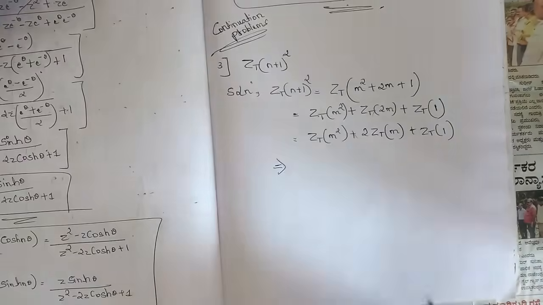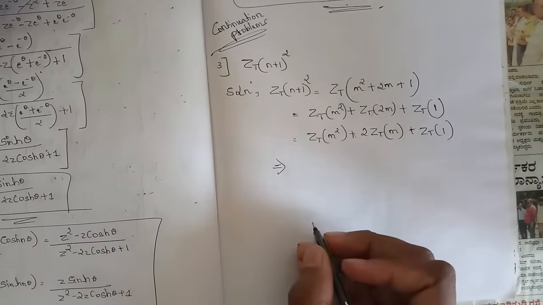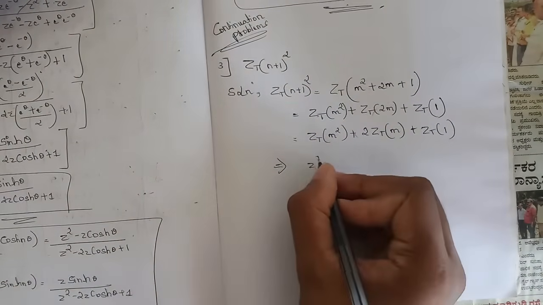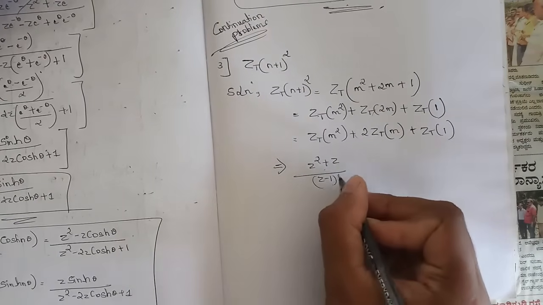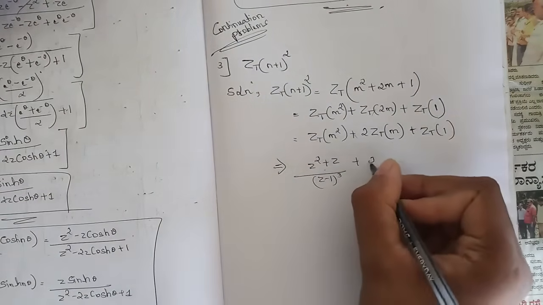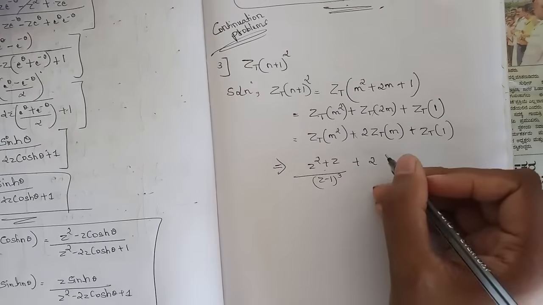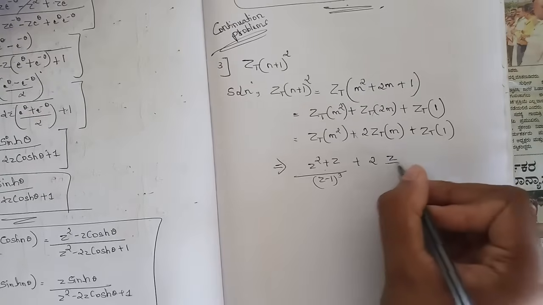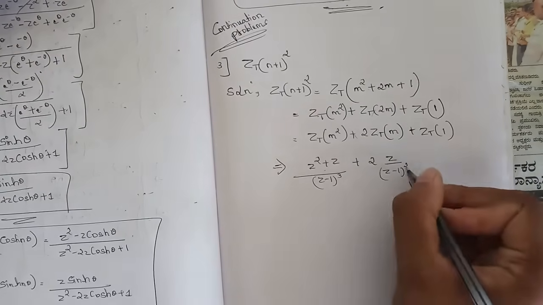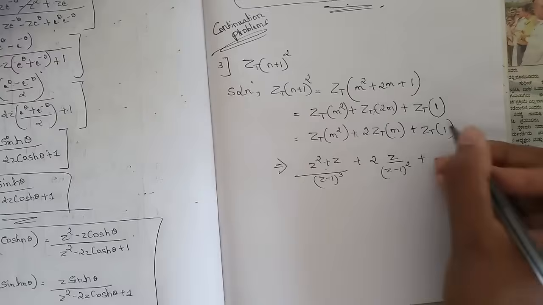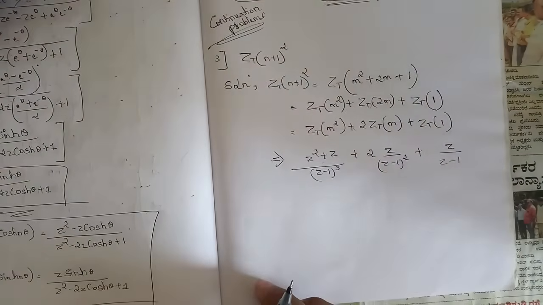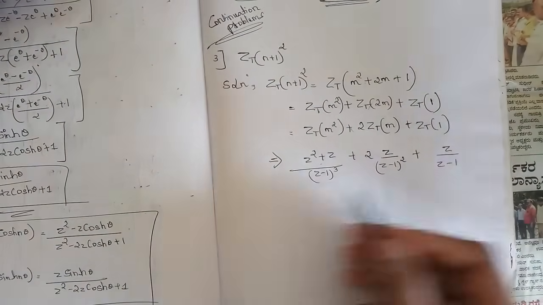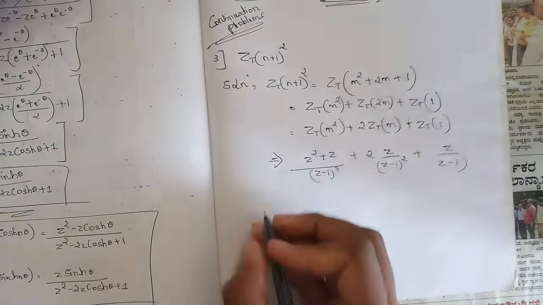Now we need to directly write the Z transform of n square, which we have discussed: z square plus z divided by z minus 1 whole cube, plus 2 into the Z transform of n, which is z divided by z minus 1 whole square, plus the Z transform of 1, which is z divided by z minus 1. So that's it. Now we need to just simplify this.